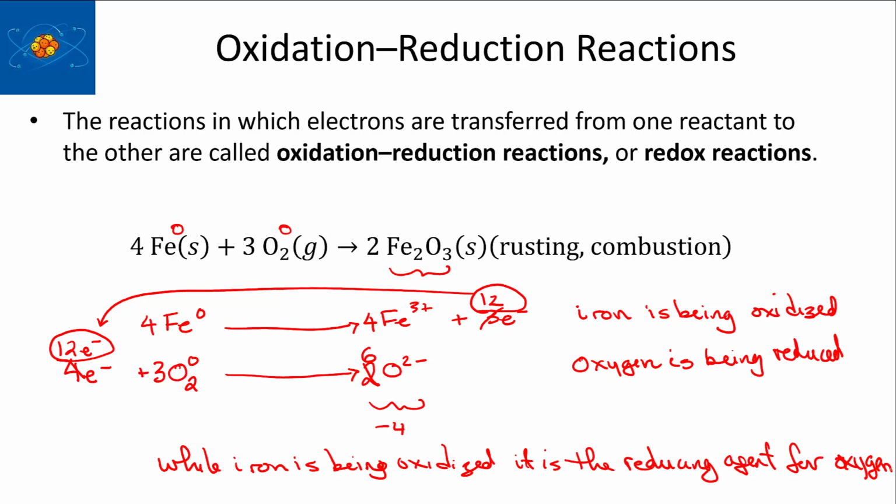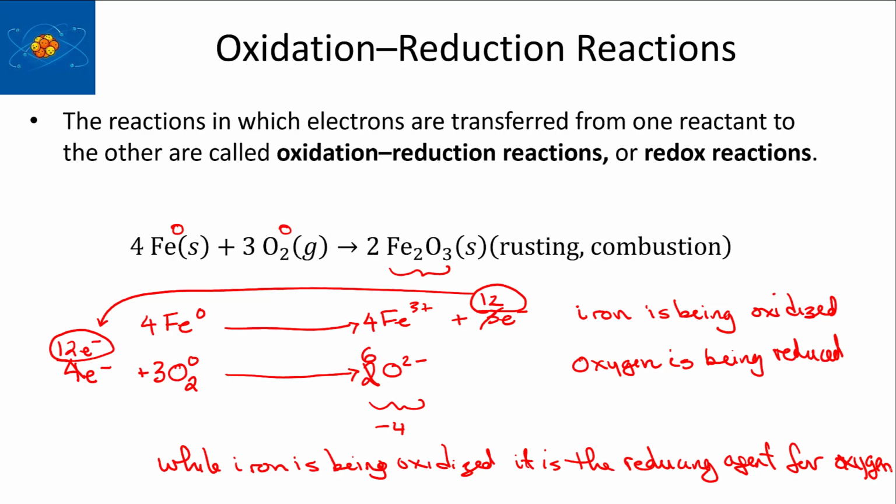Now, we can also say this the other way, being equitable in this kind of thing. While oxygen is being reduced, it's the oxidizing agent for iron. So whatever is being oxidized is always the reducing agent. It's the thing that provides the electrons. And the thing that's being reduced is always the oxidizing agent. These terms can be a little bit confusing, but just remember, figure out what's being oxidized, and that's the reducing agent, and figure out what's being reduced, and that's the oxidizing agent, okay?